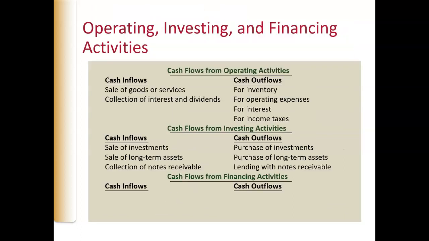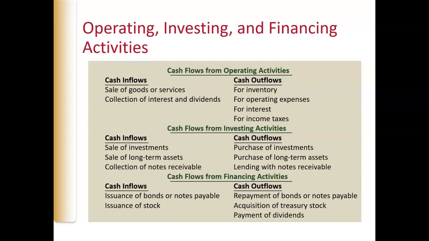Note that operating activities, what will come in, inflows involve the sale of goods and services, and when a company collects interest and dividends. Okay? When a company receives interest and dividends. Cash outflows relate to inventory, operating expenses, interest, and income taxes.